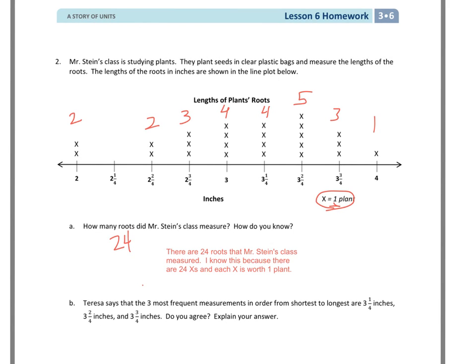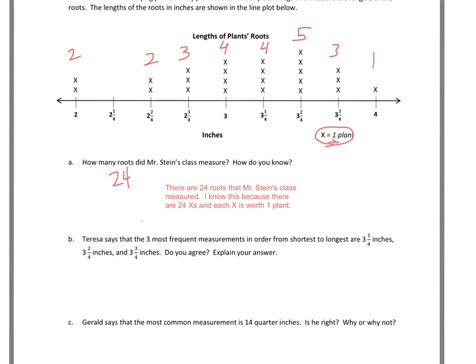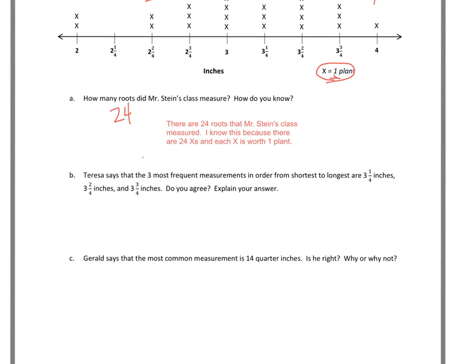There are 24 roots that Mr. Stein's class measured. I know this because there are 24 X's, and each X is worth one plant. So let's take a look at the next question down below. And that's question B. And it says, Teresa says that the 3 most frequent measurements in order from shortest to longest are 3 1/4, 3 2/4, and 3 3/4. Do you agree? Explain your answer.